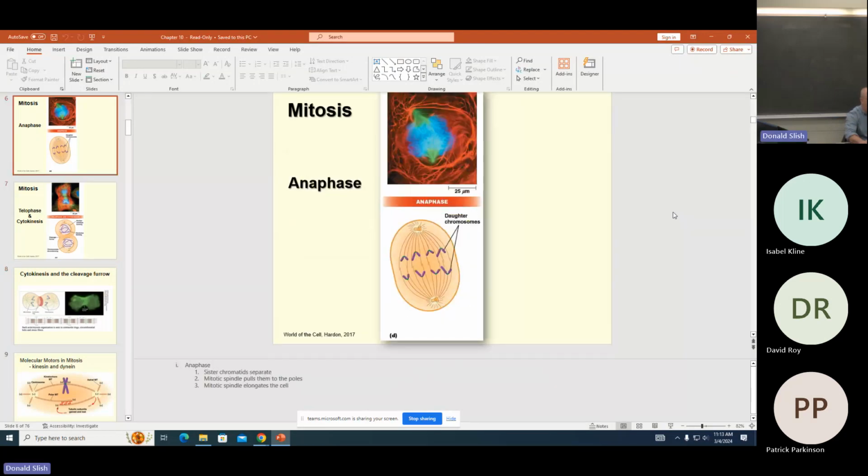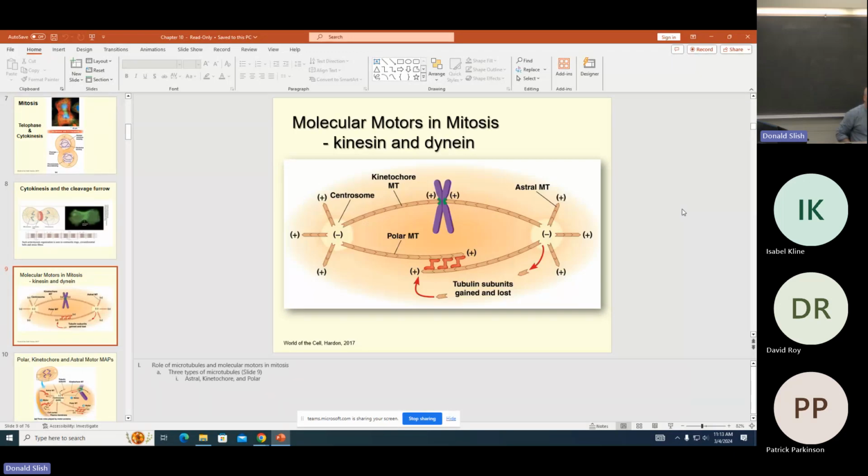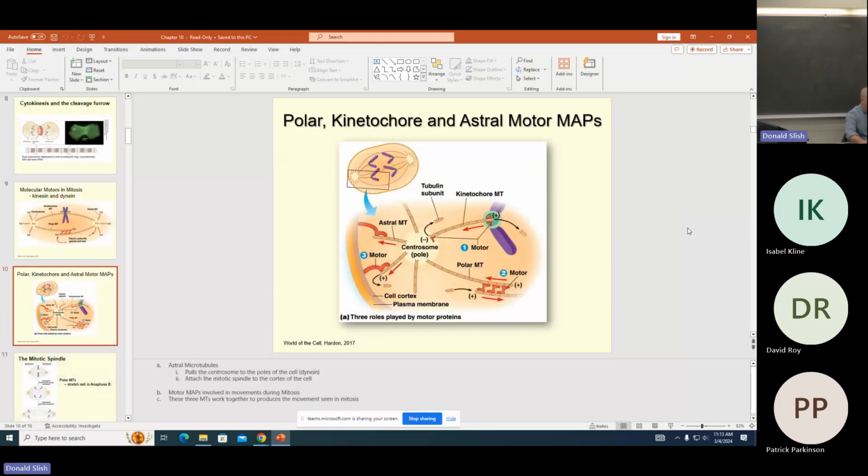I went through that kind of quick. I think everyone knows the phases of mitosis at this point. I haven't really added a whole lot here. So the next part is what all these movements are and how they're happening. So we've got three different kinds of microtubules. We've got astral microtubules, and they go between the asters and the cell cortex. And then we've got polar microtubules that are going to overlap from either side, and then kinetochore microtubules that attach to the kinetochore.